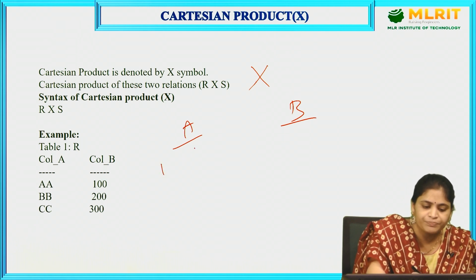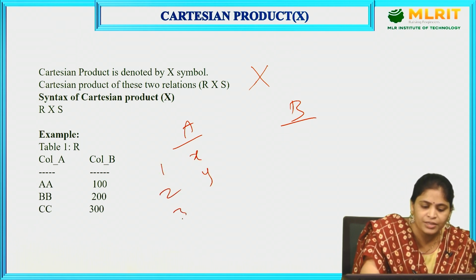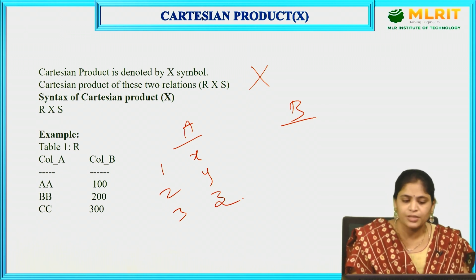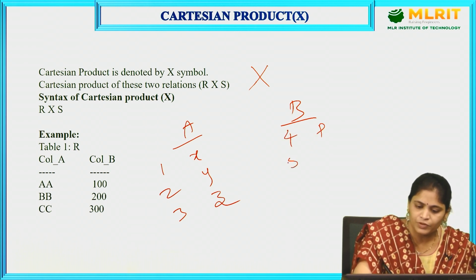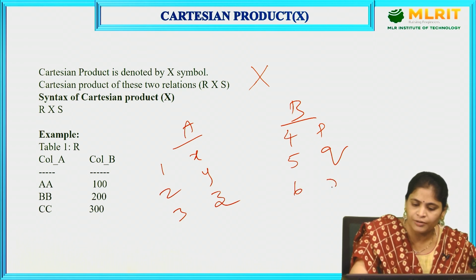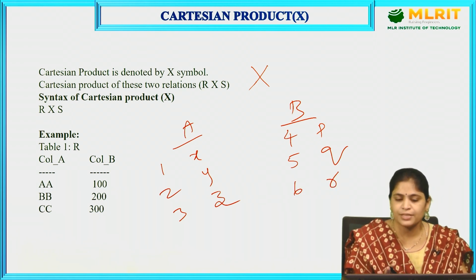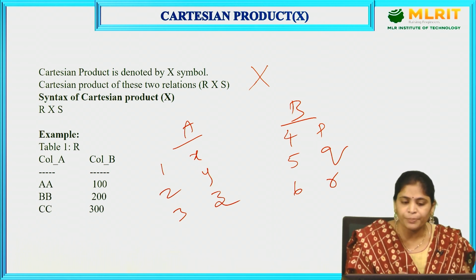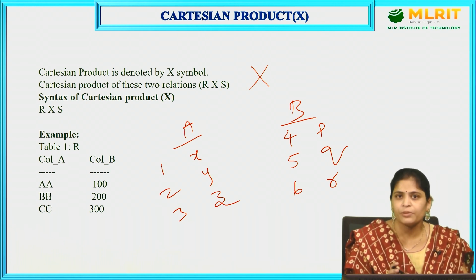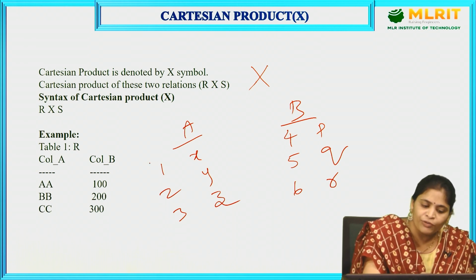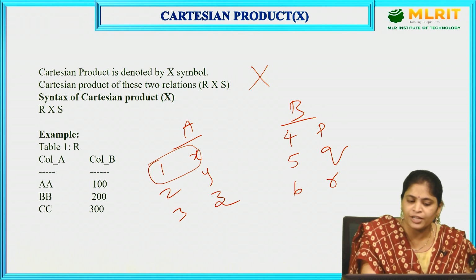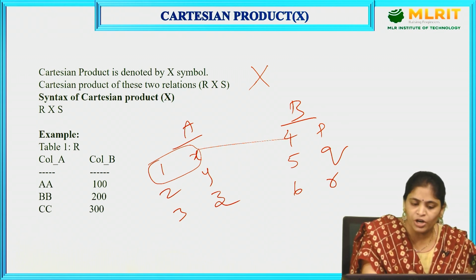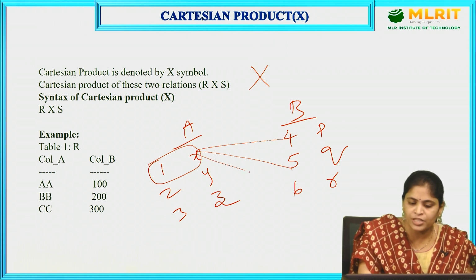A contains 1x, 2y, 3z. A contains two columns. B contains two columns: 4p, 5q, 6r. These are the two different tables. Now I am going to represent the Cartesian product between these two tables. That means one row of one table will be joined with every row of another table. This will be joined with this one, this with this row, and this with this row.